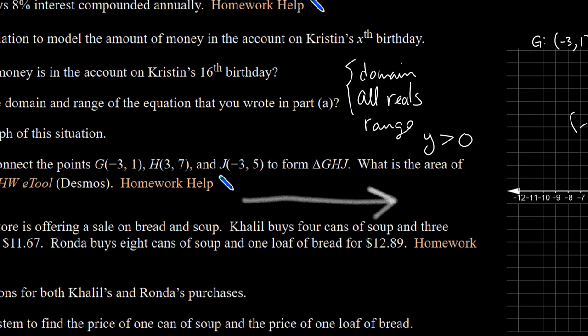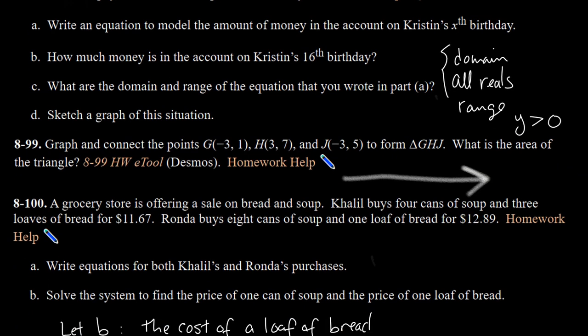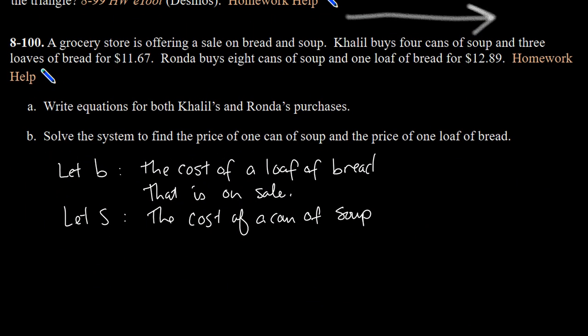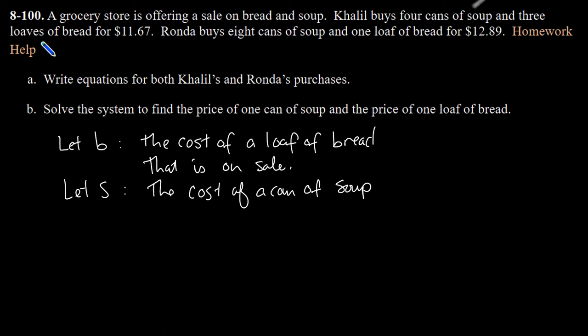And then finally, we will move on to the last question. Number 3 says the grocery store is offering a sale on bread and soup. Someone buys 4 cans of the soup and 3 loaves of the bread for $11.67. Someone else buys 8 cans of the soup and 1 loaf of the bread for $12.89. Write equations for both individuals' purchases.